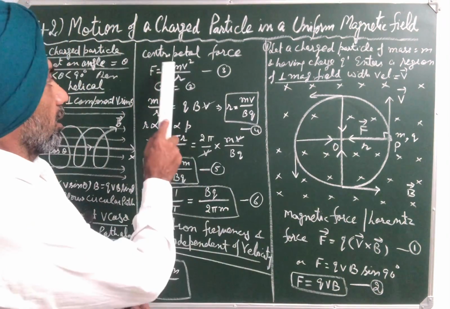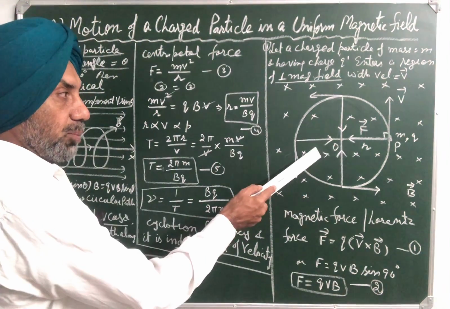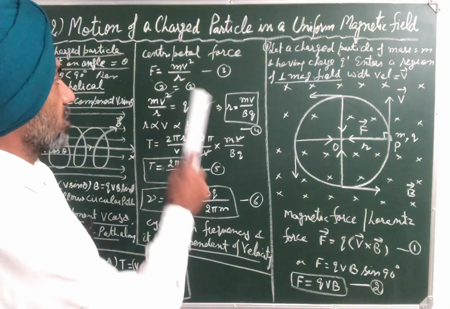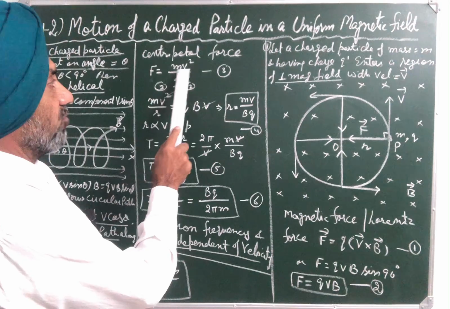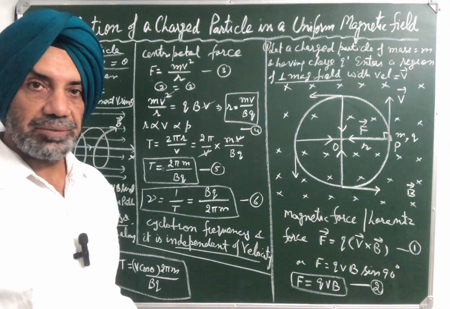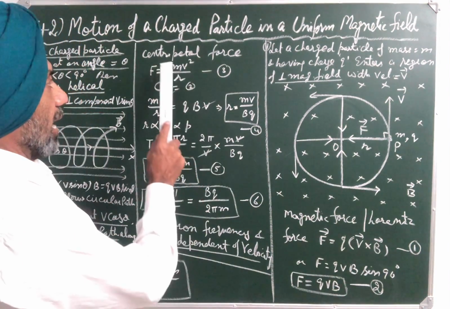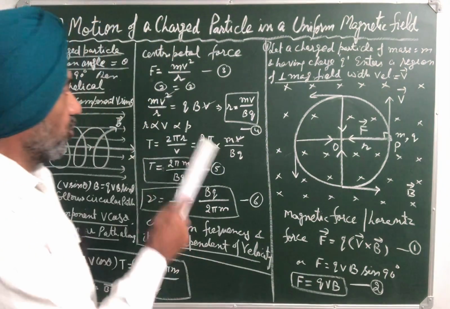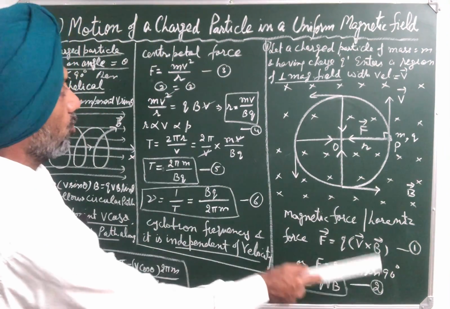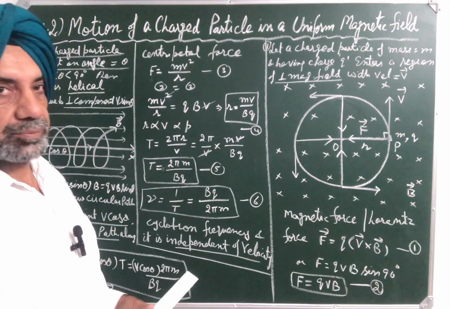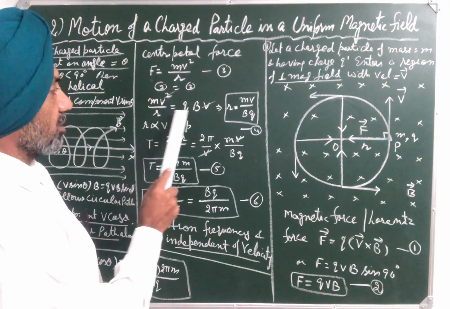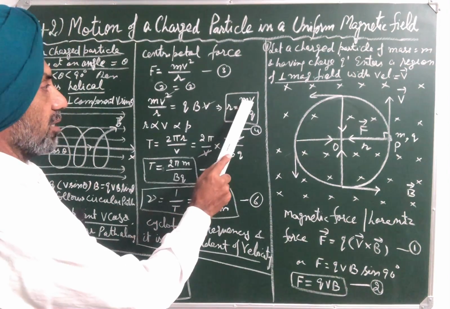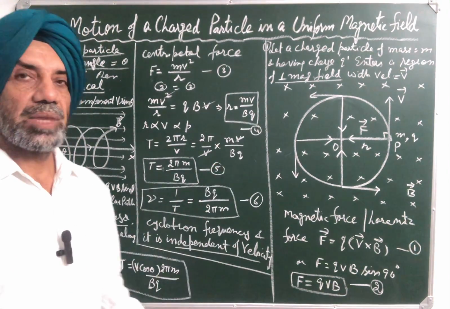And for a circular path, centripetal force is a must. So centripetal force is given by F is equal to m v square by r by definition. So as this centripetal force is provided by this magnetic force, equation number 3 must be equal to equation 2, or m v square by r is equal to q v B, or one v cancels, so we get r is equal to m v upon B q.